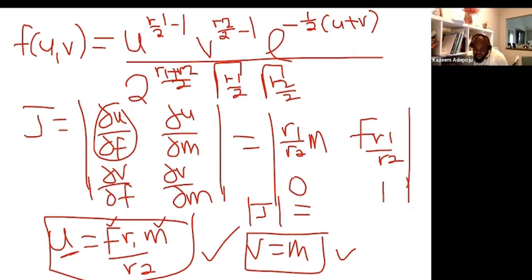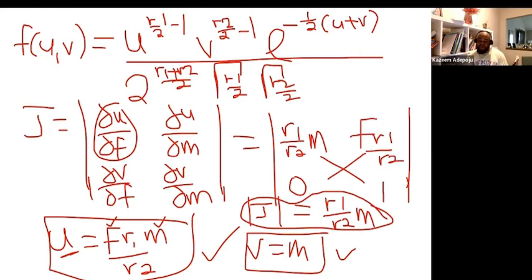So what is the determinant now? It's like multiplying that, subtract, and in the end, it's just going to be R1 over R2. This is my Jacobian. Now that I have my Jacobian, I got what I need. The business now is to go back into the joint of U and V. When I go into the joint of U and V, I'm going to plug in this guy wherever I see U, and this guy wherever I see V. Then I'm going to multiply by the determinant of the Jacobian.